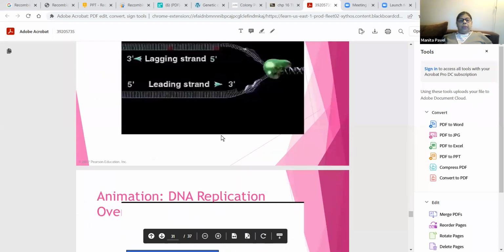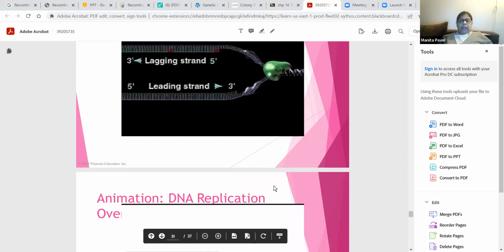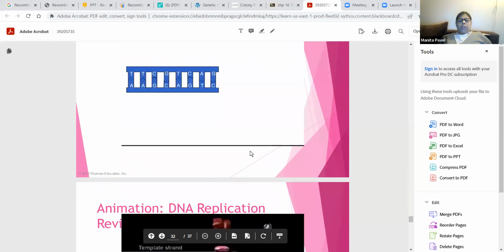So here the lagging strand is in the opposite direction, 3' to 5', and the leading strand is always 5' to 3'. The lagging strand is opposite to the leading strand, and it will always contain these fragments or segments of DNA, which are called Okazaki fragments. And these fragments will be joined together by DNA ligase. Okay. So we talked about DNA replication.